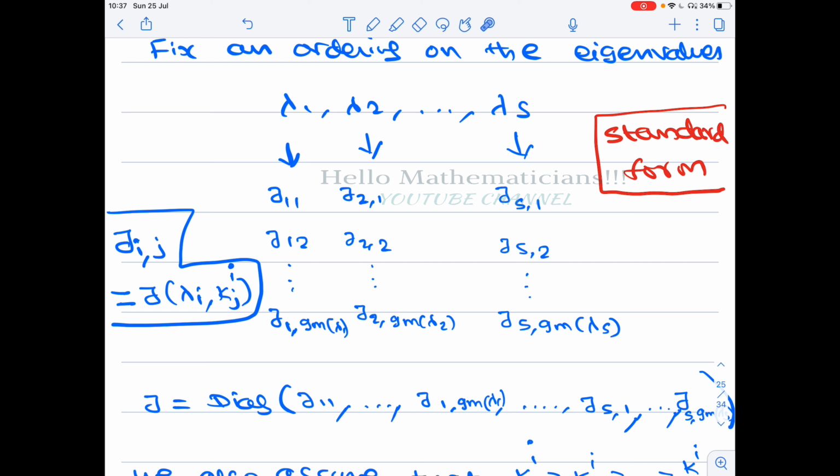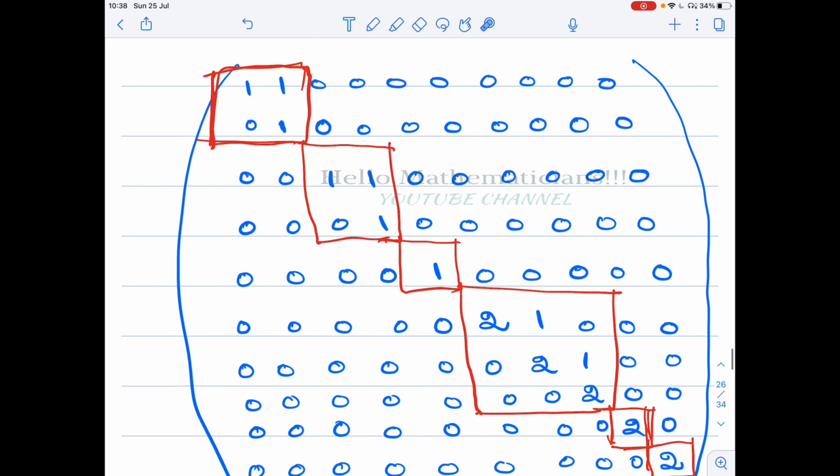We have already put an order on the eigenvalues, therefore in the Jordan matrix the first few blocks correspond to the eigenvalue lambda 1. After that, blocks corresponding to lambda 2 come. Finally, blocks corresponding to lambda s come. Now you look at the blocks corresponding to lambda 1 and lambda 2. There also the block sizes are decreasing.